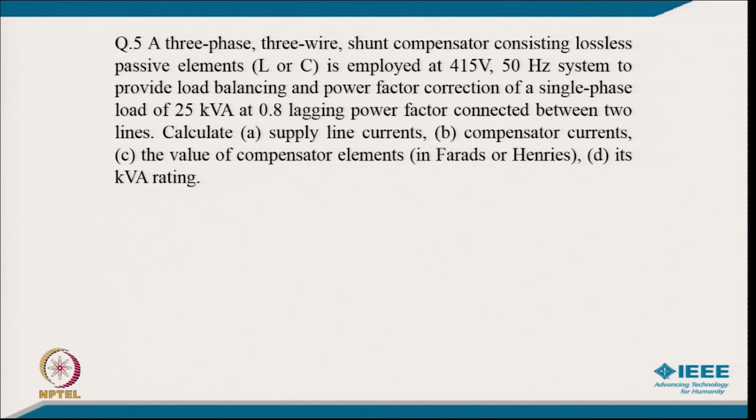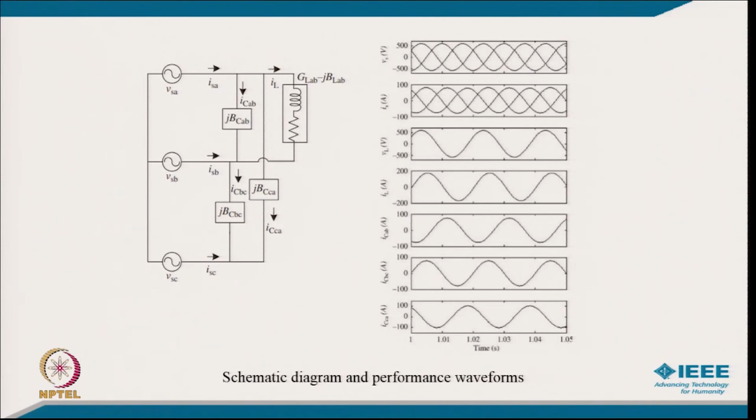Coming to another example: a 3-phase 3-wire shunt compensator consisting of lossless passive elements is employed at a 415 volt 50 hertz system to provide load balancing and power factor correction of a single-phase load of 25 kVA at 0.8 lagging power factor connected between two lines. Calculate the supply line current, the compensator current, the VA value of the compensator elements in farad and henry, and the kVA rating. Compared to the previous one, we have to connect another compensator for power factor correction and make the line-to-line load of line AB equivalent to a resistive load, and then the remaining elements come in a similar manner as in the previous numerical problem.